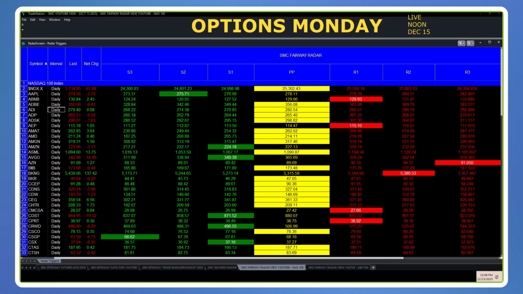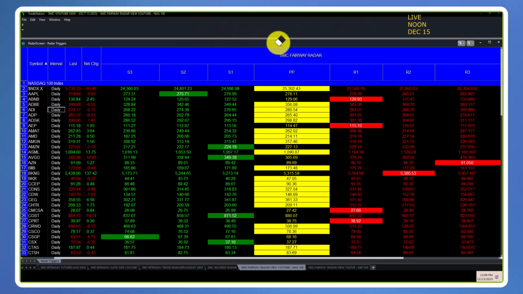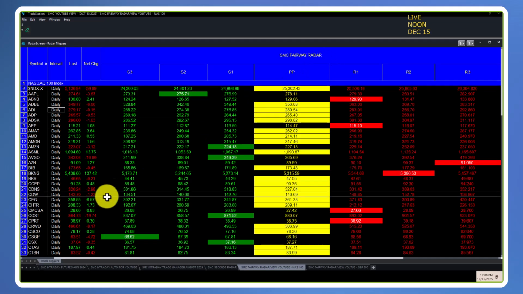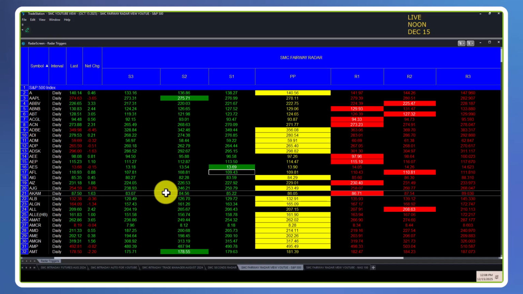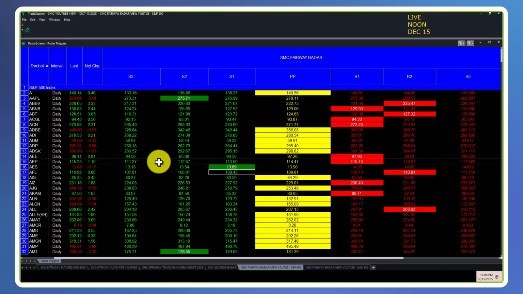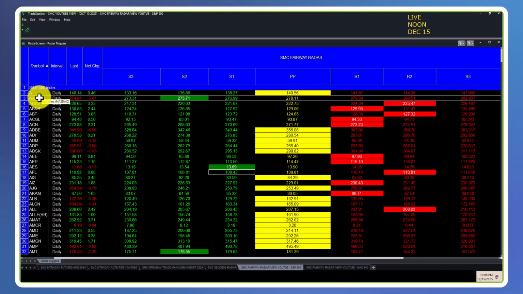I'm going to erase this header. This tool, SMC Fairway Radar, can be a wonderful tool. I'm going to slide this over. Let's look at the S&P 500 first. We've got all S&P 500 stocks in here, and we call this the SMC Fairway Radar.